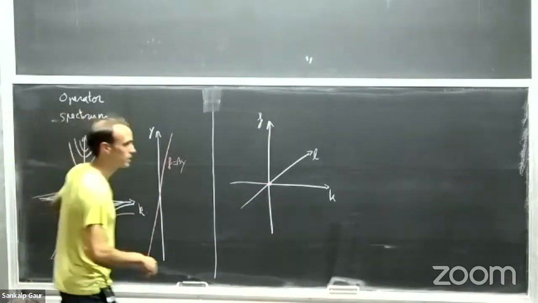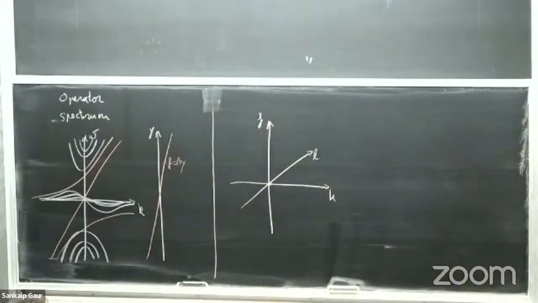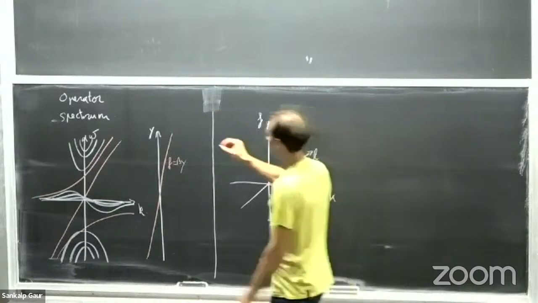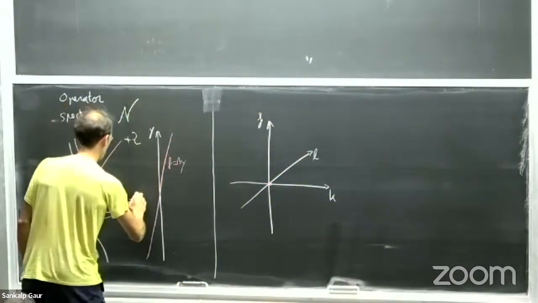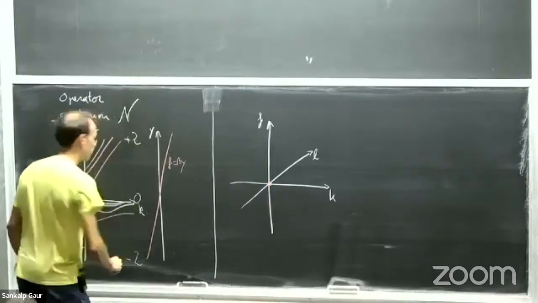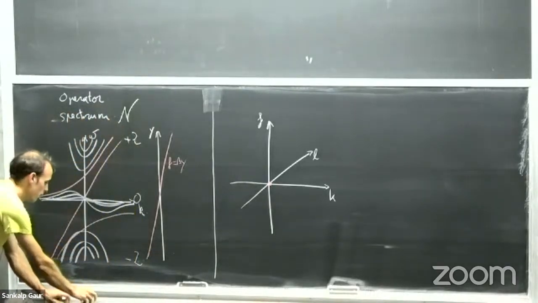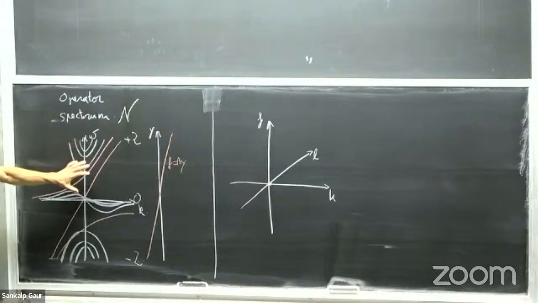An important piece of information in this dispersion relation was the spectral flow index, this n, which is +2, 0, -2. And I insist on the fact that this is a particular example found in geophysics.